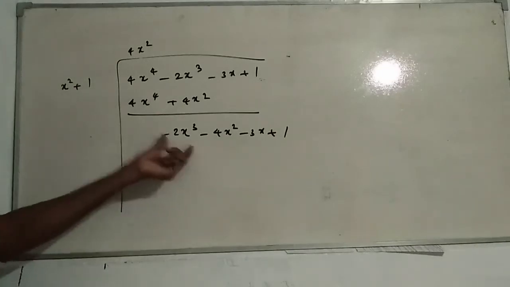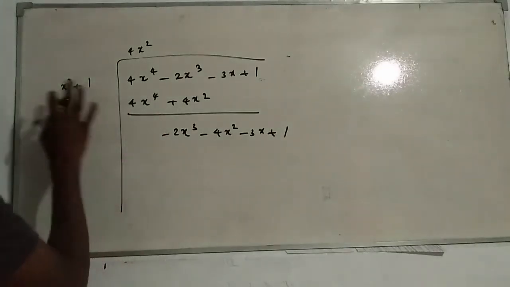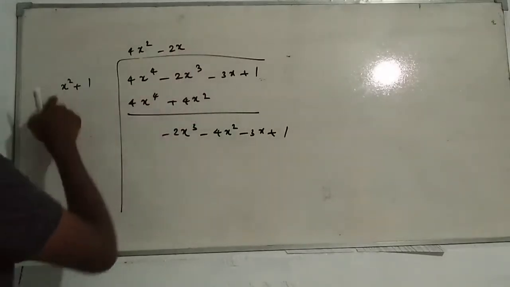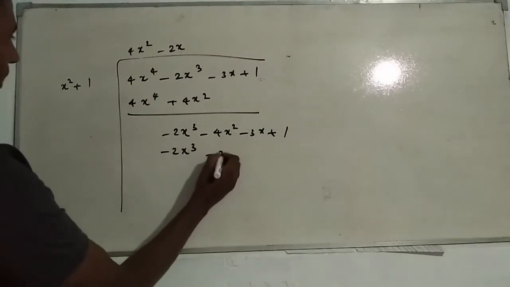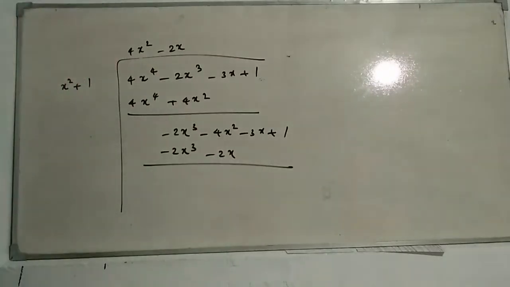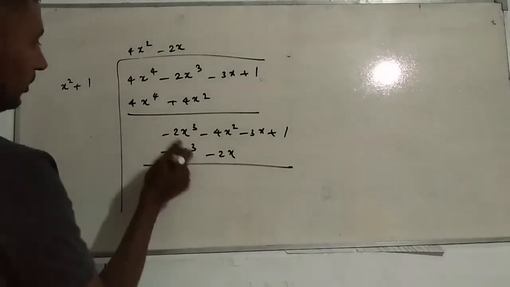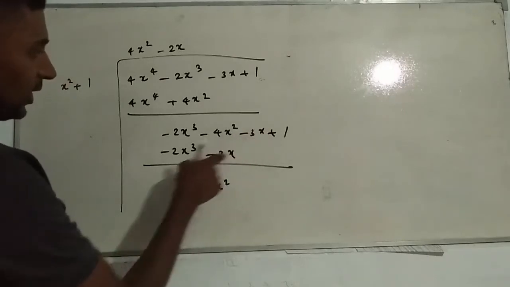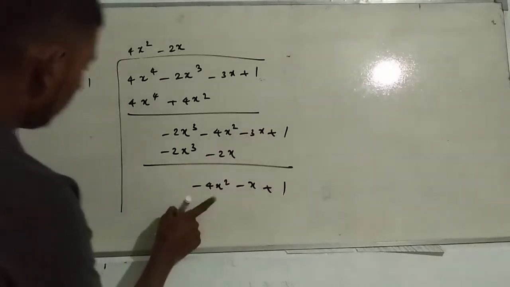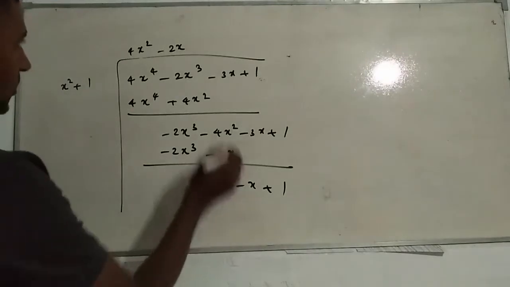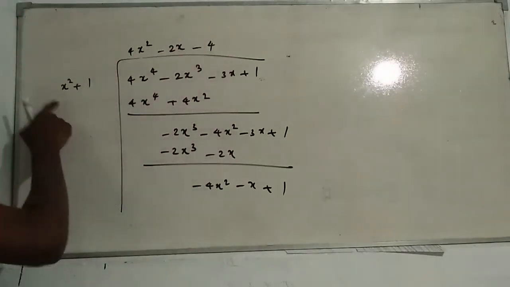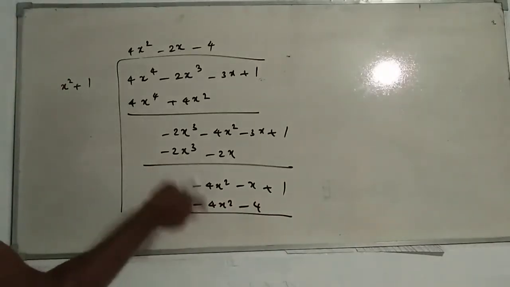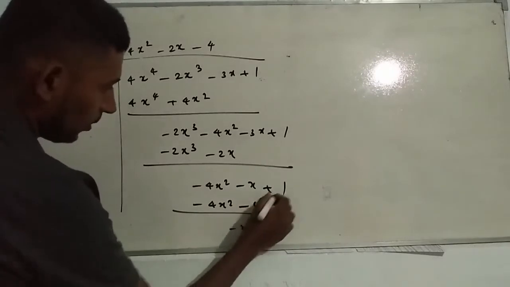Then consider this term and again this term. Now we have to multiply to get this term by minus 2 times x. That means minus 2x cubed minus 2x. Right. Now subtract these polynomials again. Then these two terms will cancel. Minus 4x squared. Here minus 3x plus 2x, that means minus x plus 1. Again consider the minus 4 times x squared, that means we have to multiply by minus 4, giving minus 4x squared minus 4. Again these two terms will cancel each other, then minus 4 plus 5.